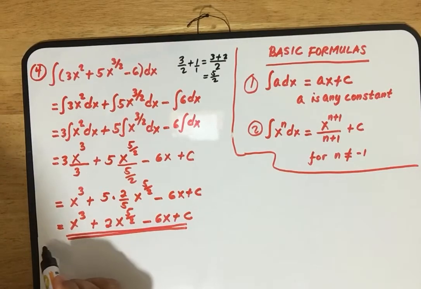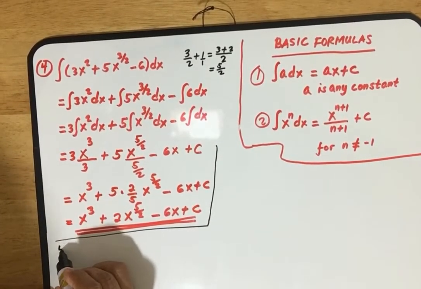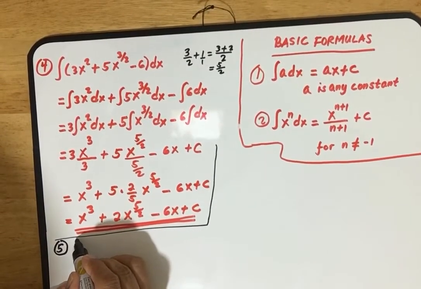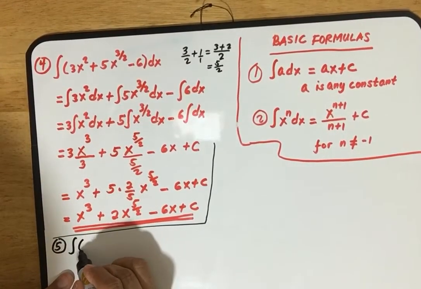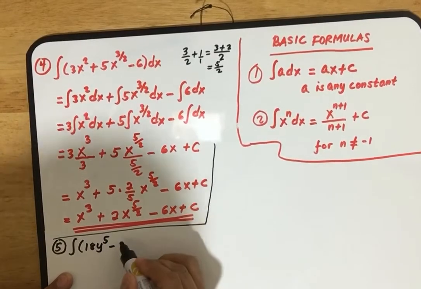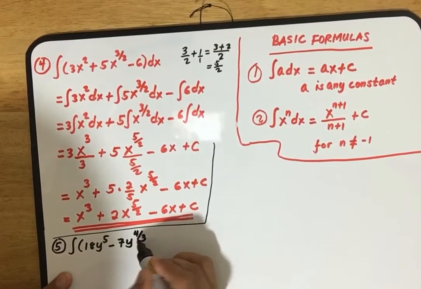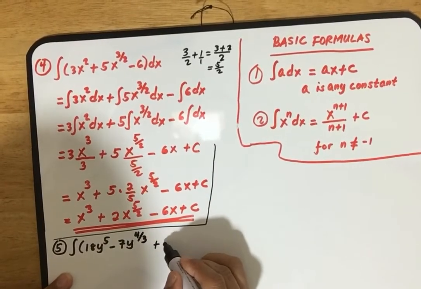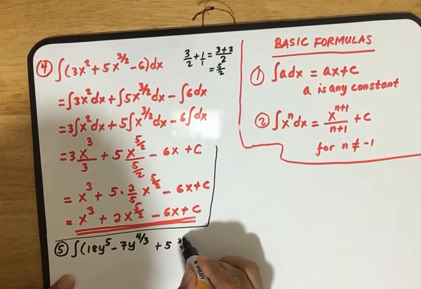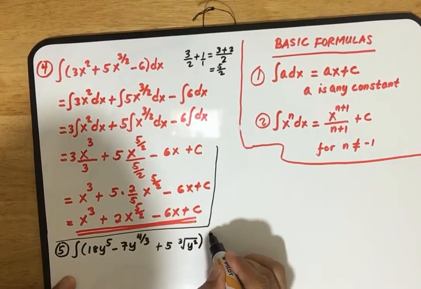And we have here another example. So I'll give example number 5. Actually this is from the practice items, but let's try to solve this. So given is the integral of the quantity 18y to the fifth power and minus 7y to the power 4 over 3, then plus 5 times the cube root of y squared, then times dy.